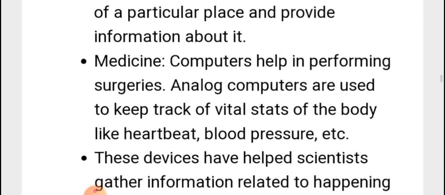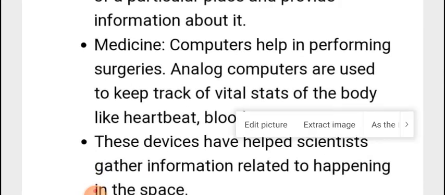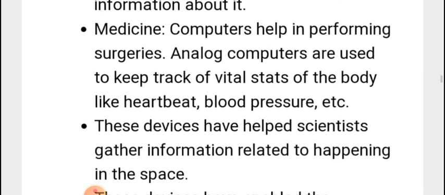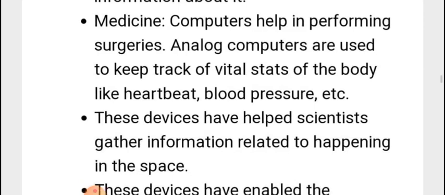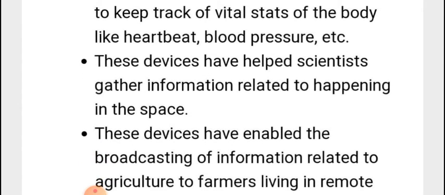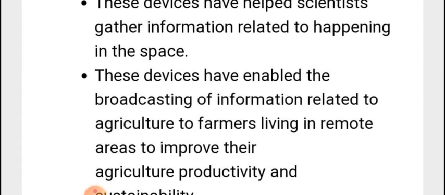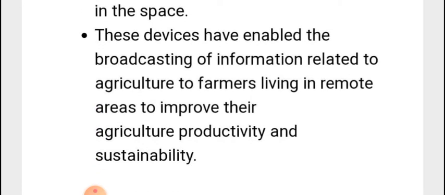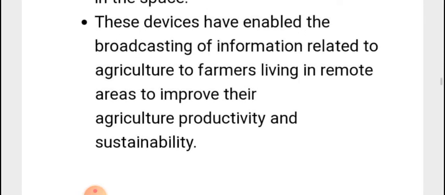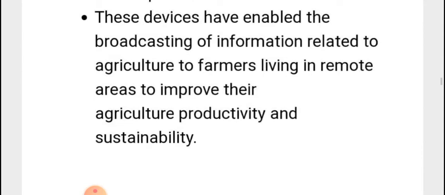Medicine. Computers help in performing surgeries. Analog computers are used to keep track of vital stats of a body like heartbeat, blood pressure, etc. You may have seen all these things in the hospitals. These devices have helped scientists gather information related to happenings in space. Obviously, whatever the space related information, the communication technology comes along with it.